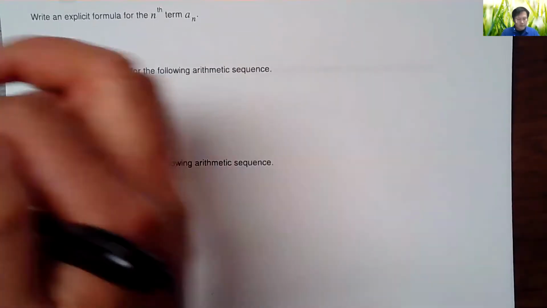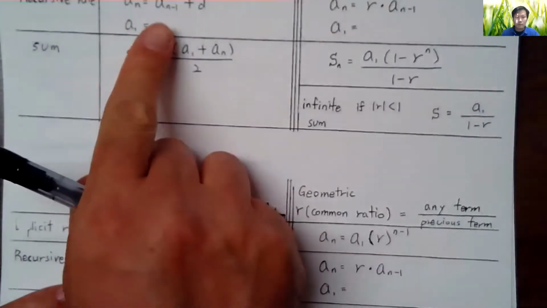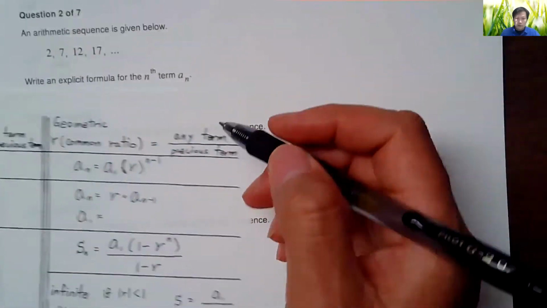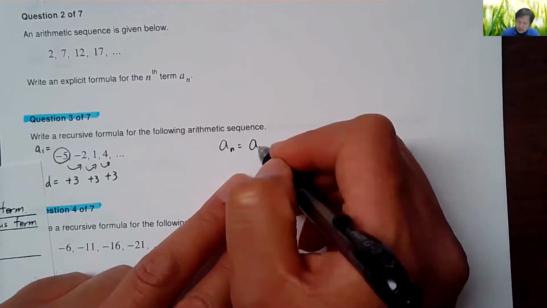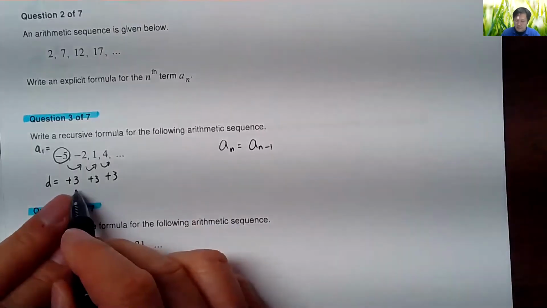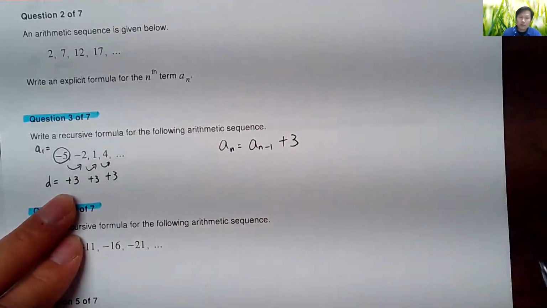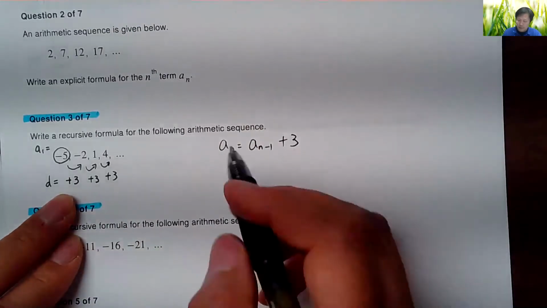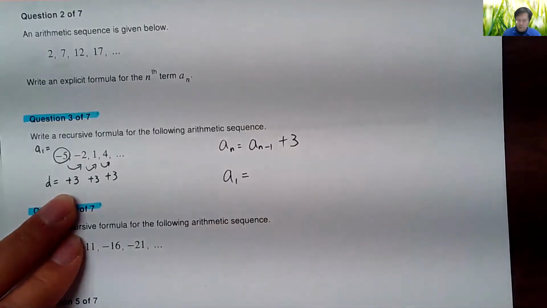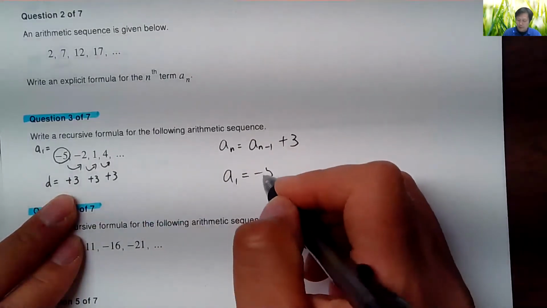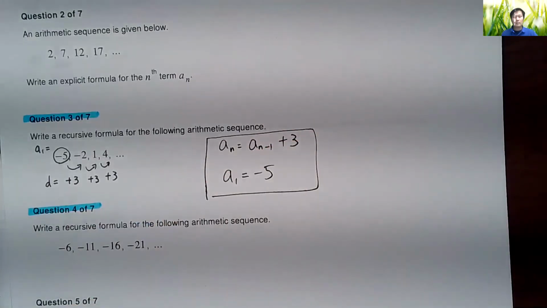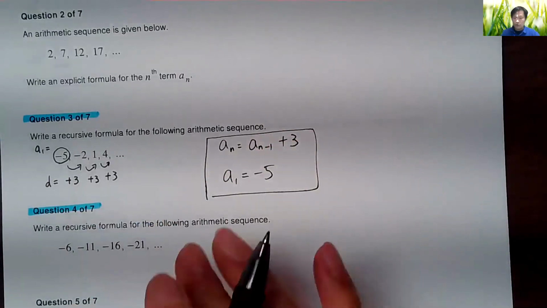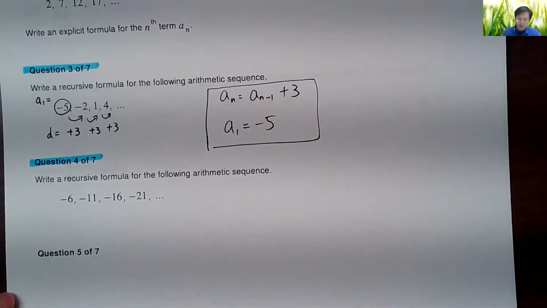So the recursive form is right here. You write a sub n equals a sub n minus 1. The difference is plus 3, so plus 3, that's a big part of it. A sub 1 equals the first element, minus 5. That's it. That's the recursive formula, final answer. Okay, you try this.